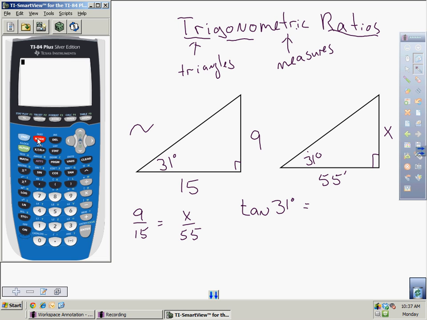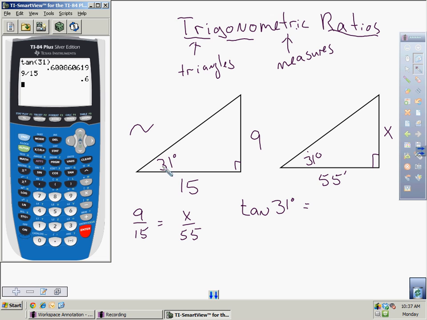So now if I go tangent, where's that button? See this? Tangent, and I hit 31, like that. If I hit that in my calculator, I get 0.6086. Now watch this as well. 9 divided by 15 equals about the exact same thing. See that? Okay. So what someone did is they went in a long time ago.